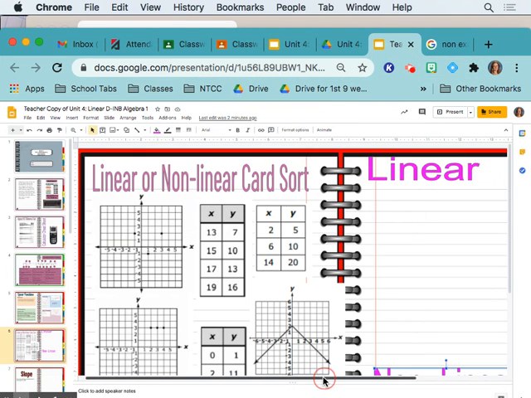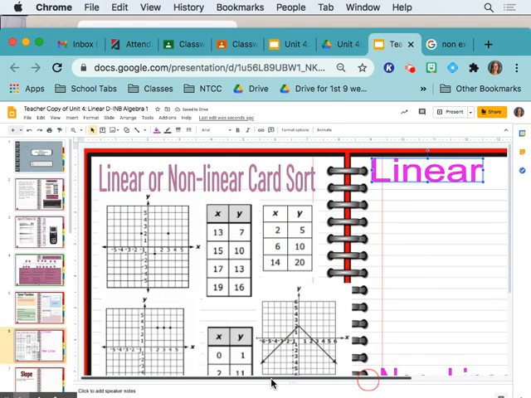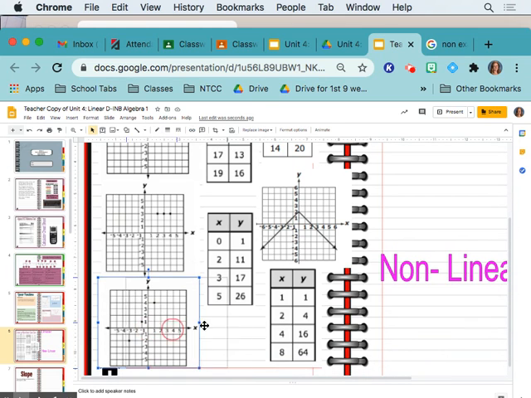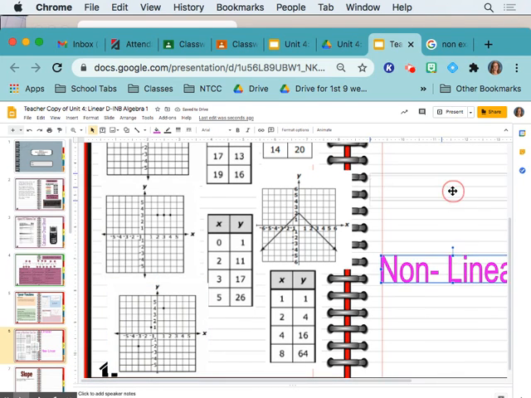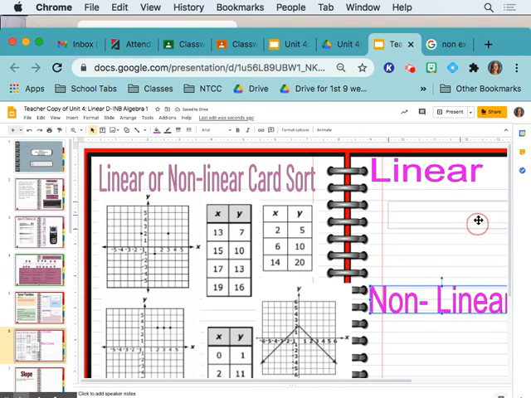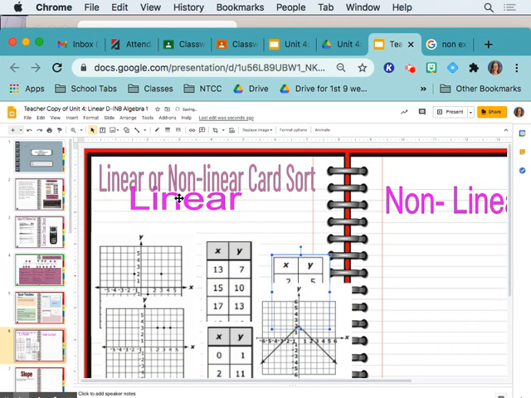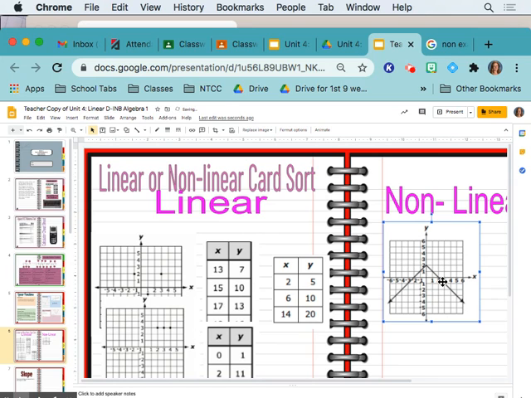Okay, so for the linear and nonlinear card sort, you can actually move the titles around and also the graphs and the tables. So let's look at the graphs first. I'm going to move all the nonlinear to the other side. So I'm going to move this nonlinear title over here, and I'm going to move linear over here. I'm going to move it down. So this is an upside down V. That is nonlinear. So move that over.